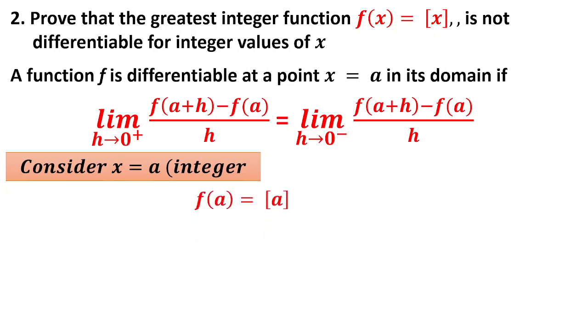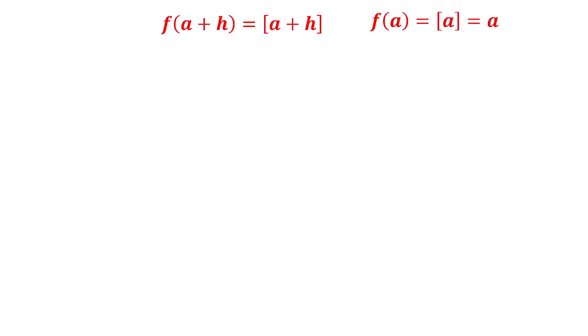Therefore, let me take what is f of a. It is the greatest integer function of a. f of a plus h is the greatest integer function of a plus h. f of a is a only. Therefore, I am ready with these values now. I am going for left limit and right limit. In the left limit and right limit, you have to be very careful with what is the value of a plus h.